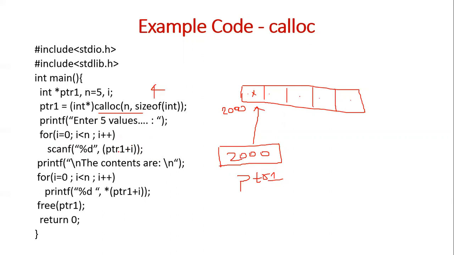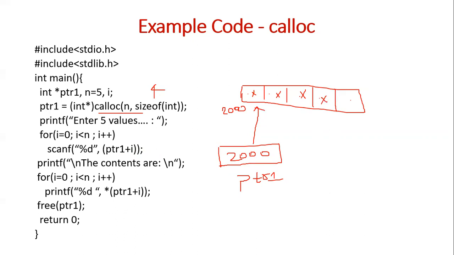The second value, by the time i will become 1, so ptr1 plus 1: the scale factor is 4, so 1 into 4 is 4. So 2000 plus 4 is 2004. The second value will go here. The third value, i is 2, so the scale factor is 4, 2 into 4 is 8, so 2000 plus 8, 2008. The third value will come here. And the fourth value, i is 3 and the scale factor is 4, so 3 fours are 12. ptr1 plus 12. The fourth value will come here.